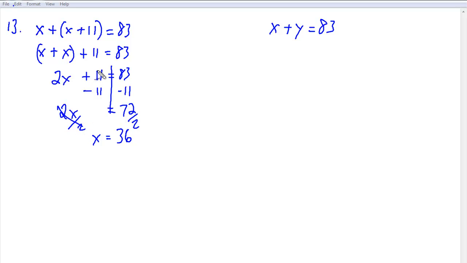And these inverse operations, where these numbers cross out, they're technically not canceling. As said in the previous video, these numbers are actually simplifying. The 11s simplify to 0, and the 2s simplify to 1. Now we have our answer that x is equal to 36, so if we're trying to find our second number, we take our x plus 11 and change that x into a 36 plus 11, and that's going to give us our second number, which is 47. 36 and 47 add up to 83.